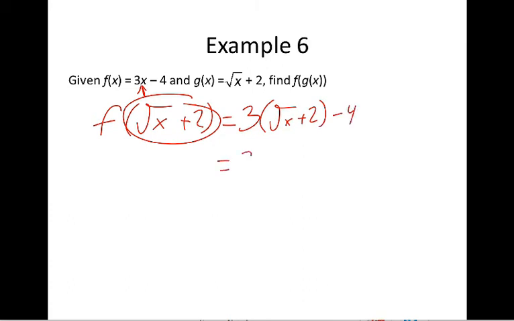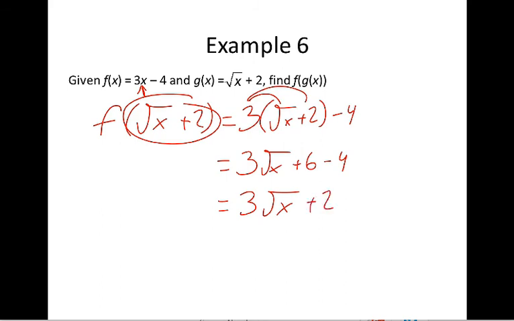Cleaning that up a little bit, we have 3 times the square root of x because we're distributing. And 3 times 2 gives us plus 6. Still have that minus 4 in the end. Cleaning it up just a little bit further, we got 3 square roots of x. 6 minus 4 gives us plus 2. And that's as simplified as we can get. So f of g of x simplifies to 3 square roots of x plus 2.